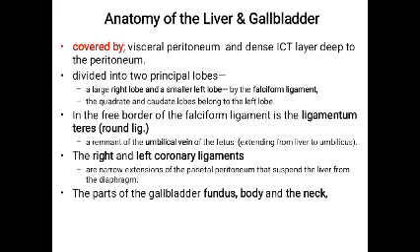Covered by visceral peritoneum and dense irregular connective tissue layer deep to the peritoneum, divided into two principal lobes. These are a large right lobe and a smaller left lobe by the falciform ligament. The quadrate and caudate lobes belong to the left lobe.